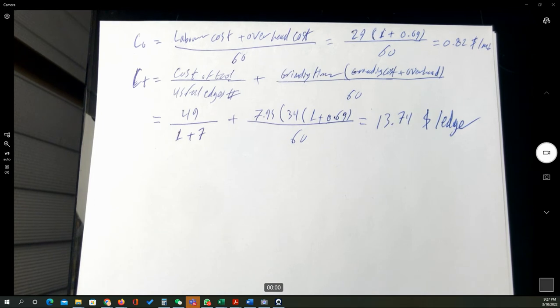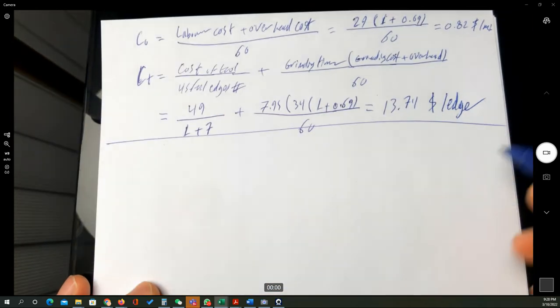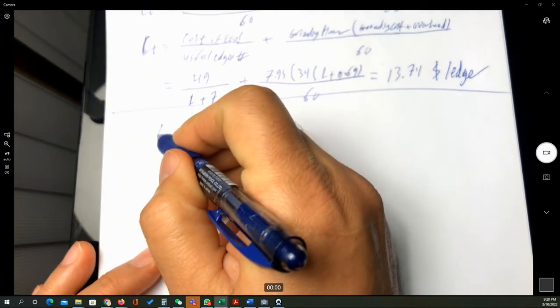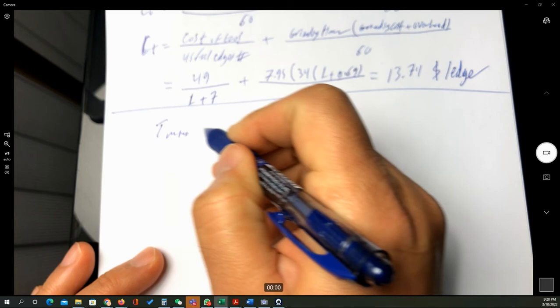Okay, now that's the value for the CO and the CT, and then we can start to apply the equations to find the value for the T minimum first, and then the V minimum, and then the T maximum and the V maximum. And after that, we're going to continue finding the other parameters. So we will start first with finding the value for the T minimum.